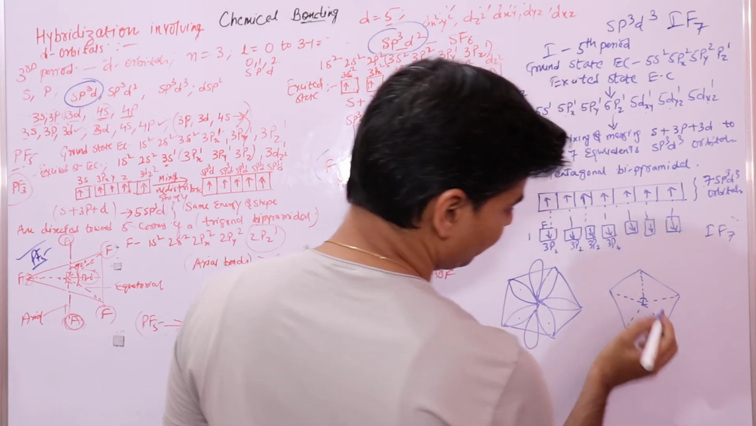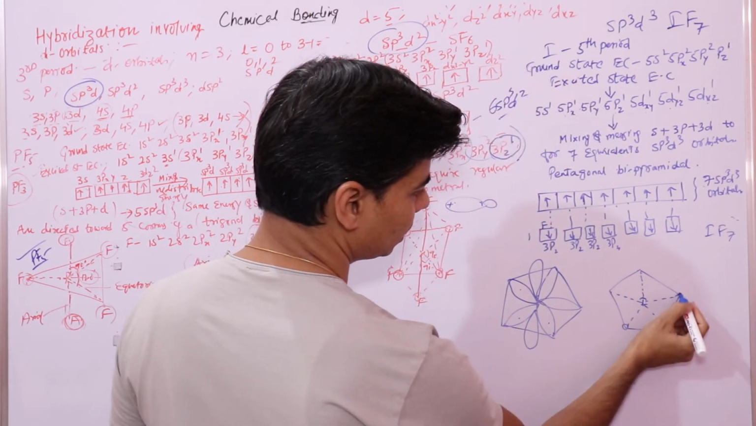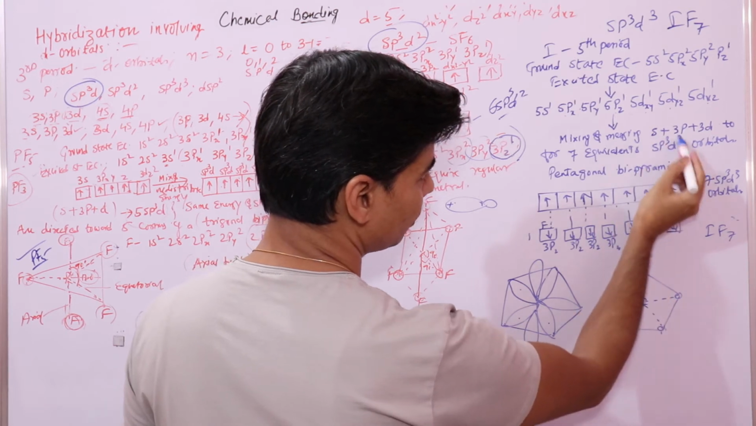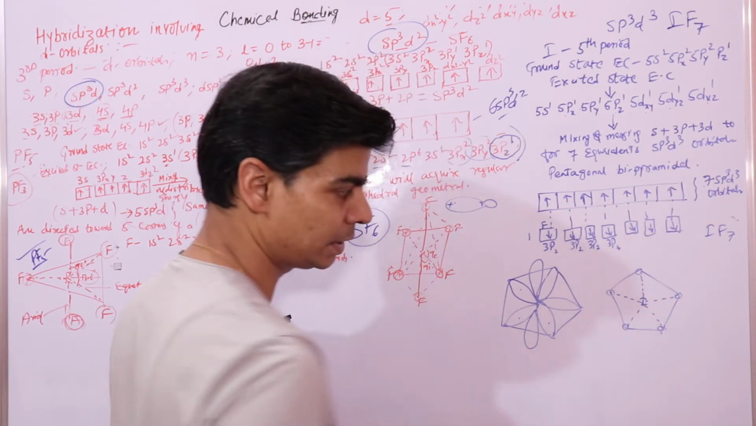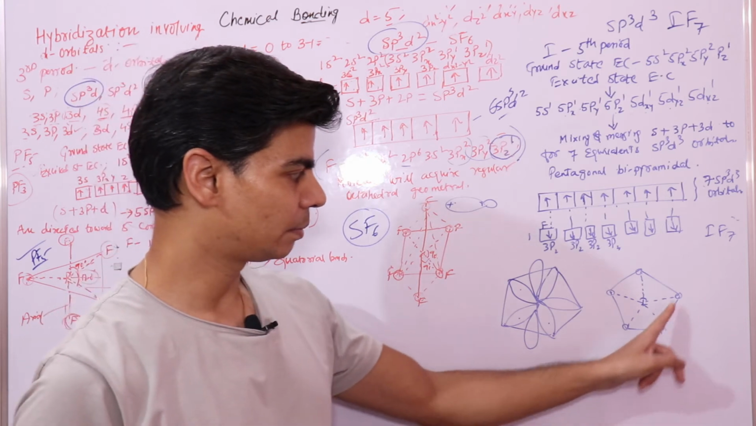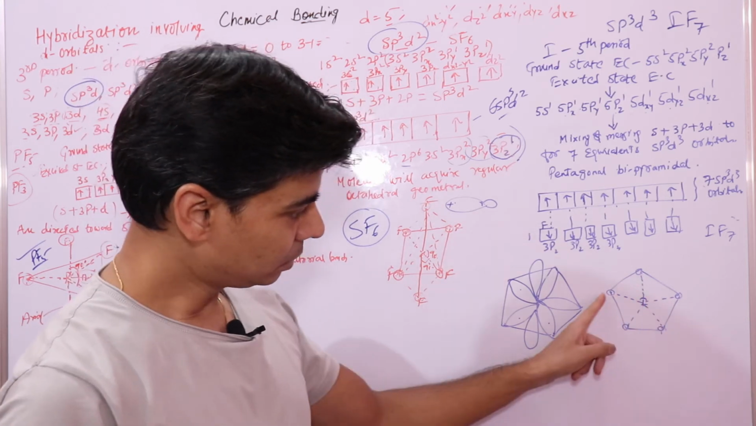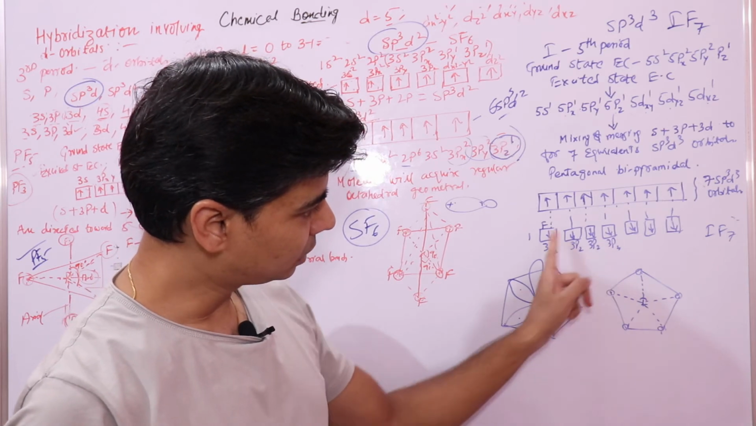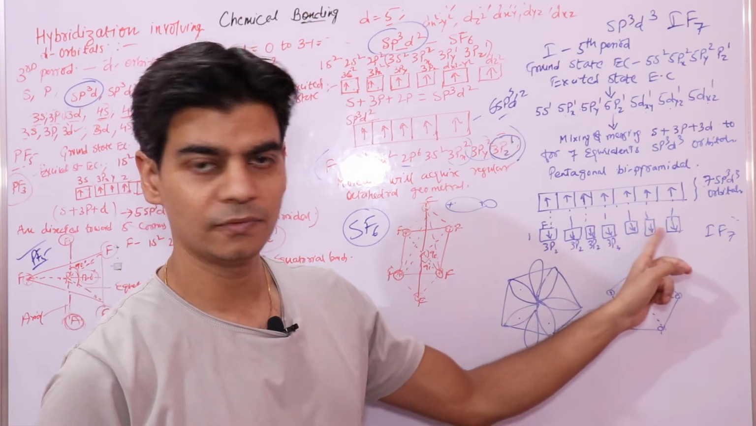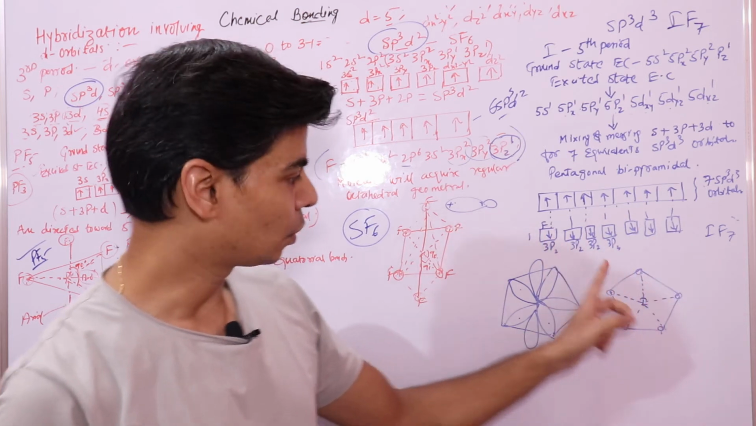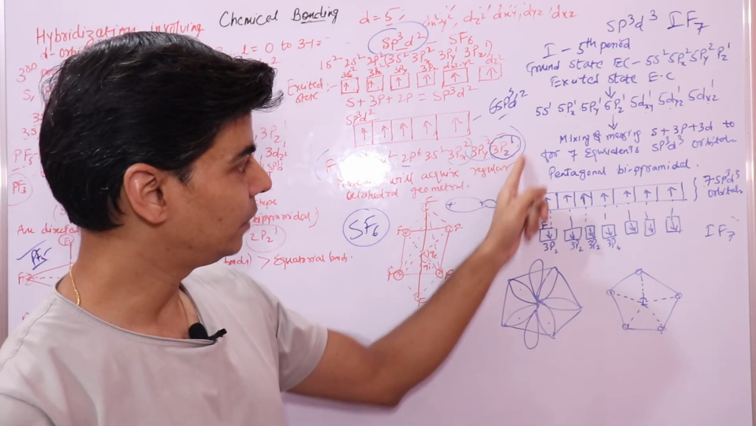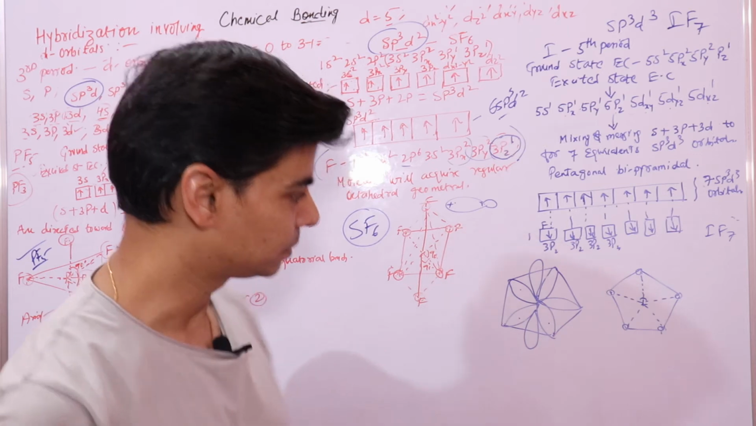These are the 5 corners of the pentagon where these sp3d3 hybrid orbitals are oriented, right. The 5 hybrid orbitals are oriented at the corners of the pentagon, where they will overlap with the 5 fluorine atoms, that is, the singly filled or half-filled 3pz orbital of the fluorine atoms, right.